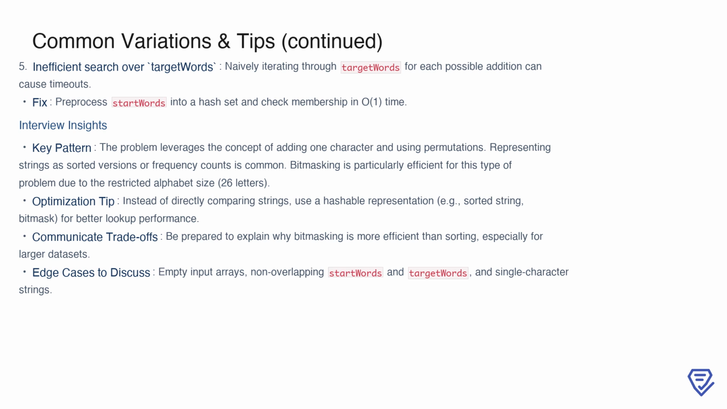From an interview perspective, this problem highlights the importance of adding one character and working with permutations. Representing strings in efficient ways, such as bit masking or frequency counts, is a key takeaway. Bit masking, in particular, is powerful here because the alphabet size is fixed at 26, making it both space and time efficient. When optimizing, it's useful to explain why bit masking is superior to sorting, especially for large datasets.